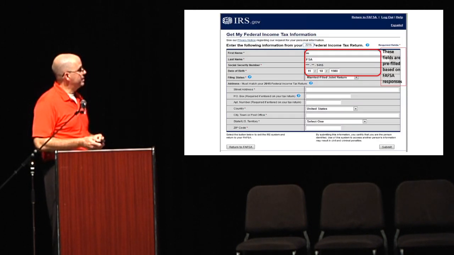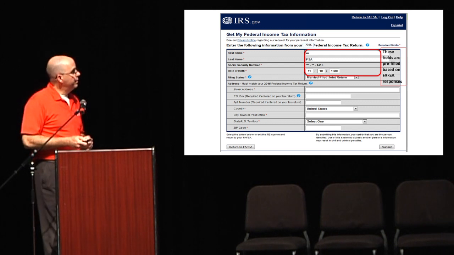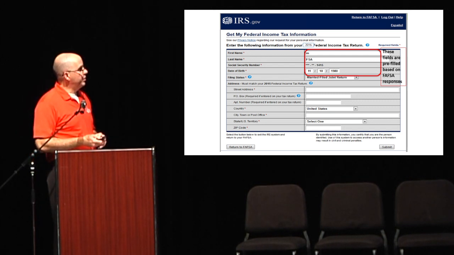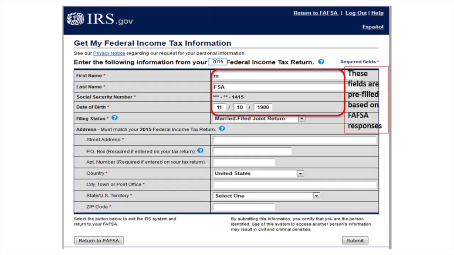It brings up the next screenshot here. The first 4 lines are already pre-filled based on the FAFSA responses. You are going to answer the bottom questions, which would be the address, the country's already there, and the zip code, and click on submit.